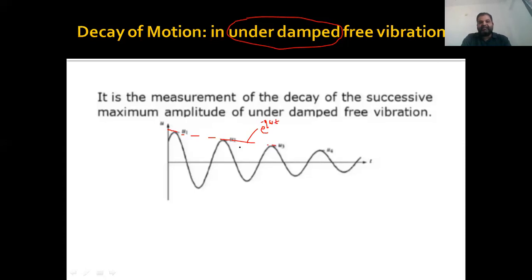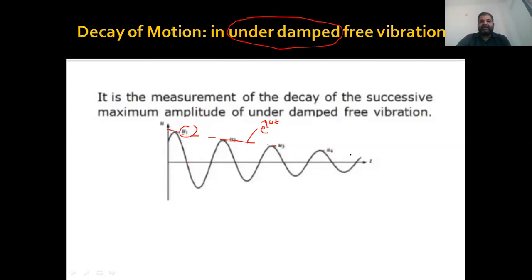So this is a decreasing function, and there is one more function, a cos omega d t plus b sin omega d t, which is a harmonic function, right? So if you see the response, the amplitude is decreasing in this way as time progresses. So if I say my displacement is u1, u2, u3, u4 up to un.